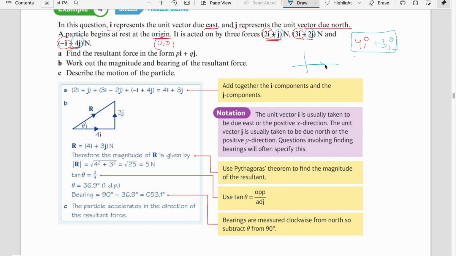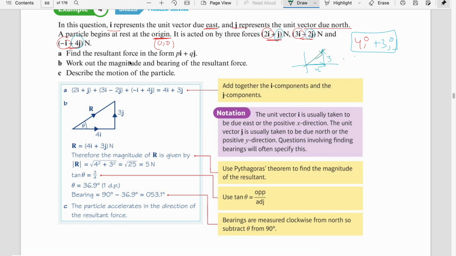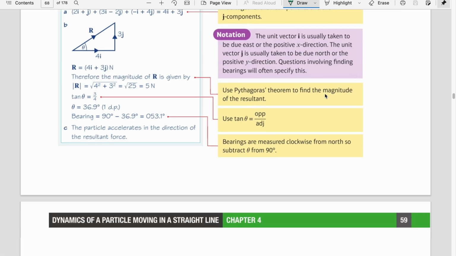So I have this resultant. This would be 4 in the x direction and 3 in the y direction. So this is the final force, the resultant. Find the magnitude of the resultant force, simple Pythagoras theorem, and we'll get 5. Work out the magnitude. Sorry, this is the resultant and then 5 is the magnitude. Describe the motion of the particle. It is a net force, so the particle is accelerating in the direction of the resultant force, which is found in part 1.